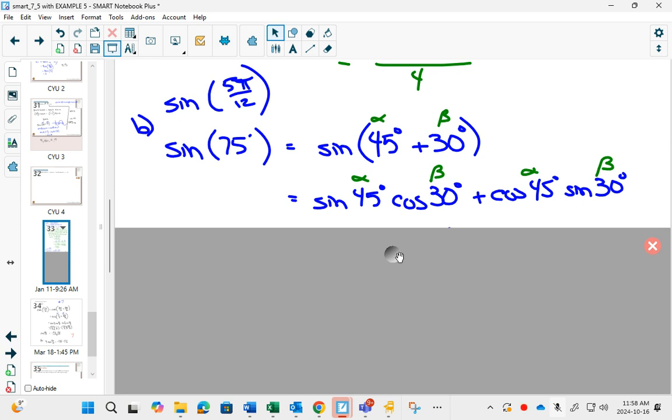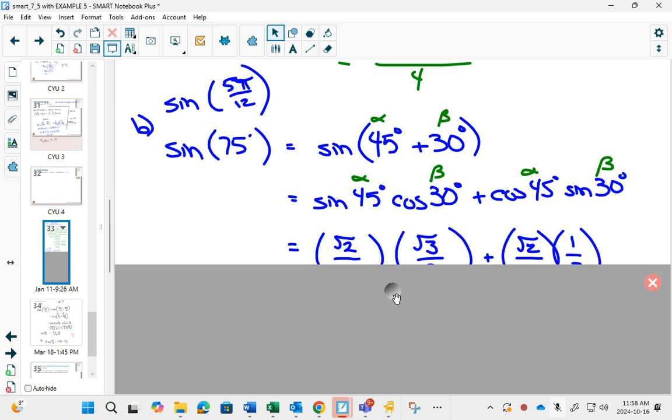So I'll let you write this one down. There's your formula for sine alpha plus beta.